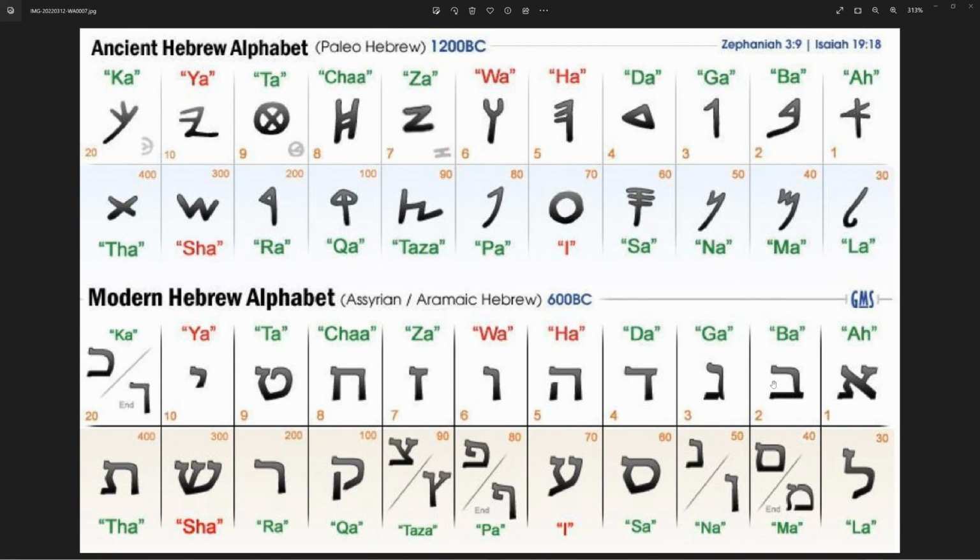So same thing down here. You have A, ba, ga, da, ha, wa, za, ka, ta, ya, ka, la, ma, na, sa, I, pa, taza, kwa, ra, shatha. Now, in the Assyrian or modern Hebrew, Aramaic, the Assyrians used these characters, so it's known as the Assyrian Hebrew. Aram, Syria, used these characters also.